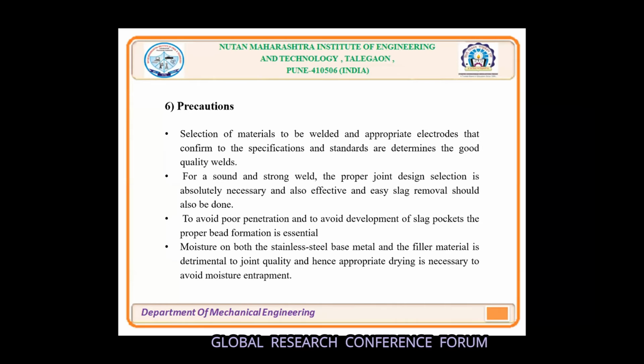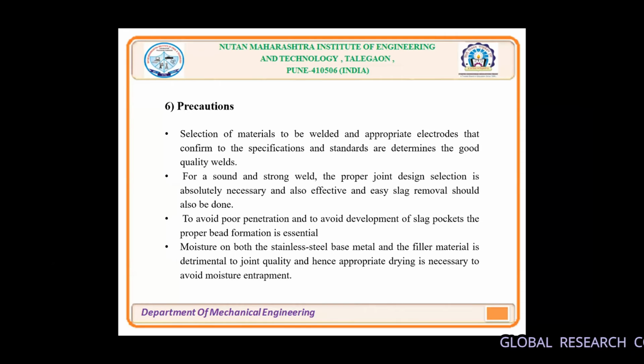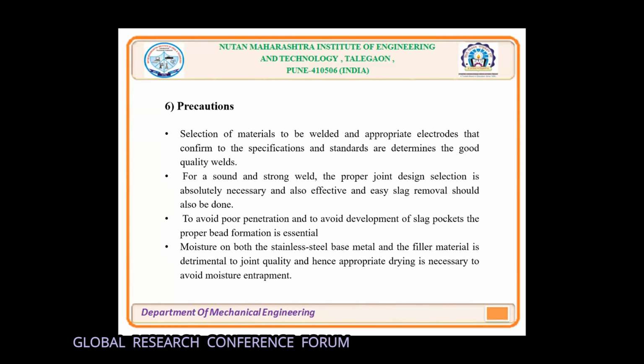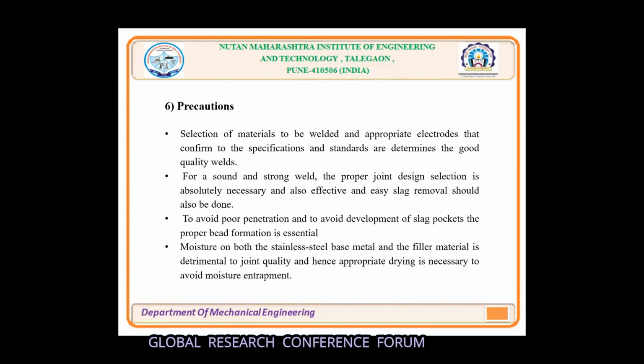Precautions to be taken while welding. The quality of weld is determined by the material to be welded and the electrodes used, which must meet the criteria and regulations. Proper joint design selection is essential for a good and robust weld, and slag removal should be done effectively and quickly.